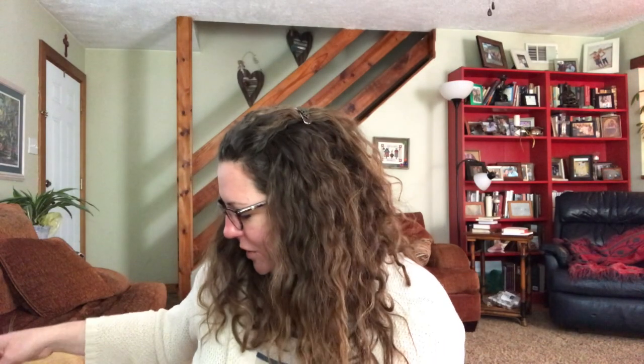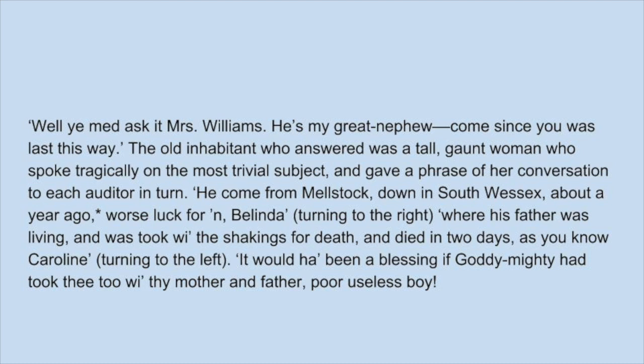Another example with Jude here is when he is talking about the aunt, and actually I'm confusing this. The aunt is talking about him, Jude, about how his parents died and how it would have been a mercy to us all if he had died too. So I'll just read this part. "Well, you may ask of Mr. Williams, he's my great-nephew since you come last way." The old inhabitant who answered was a tall, gaunt woman who spoke tragically on the most trivial subject. That sounds like a Dickens thing to say too.